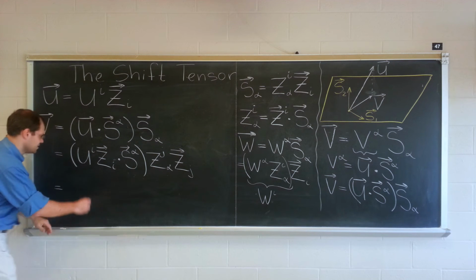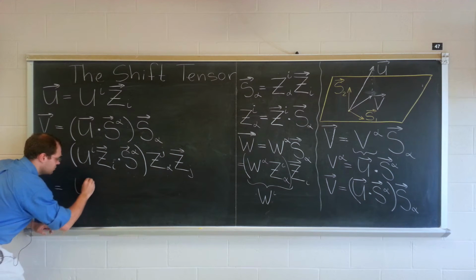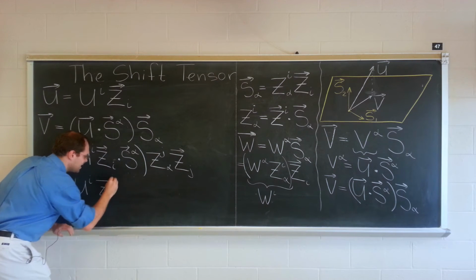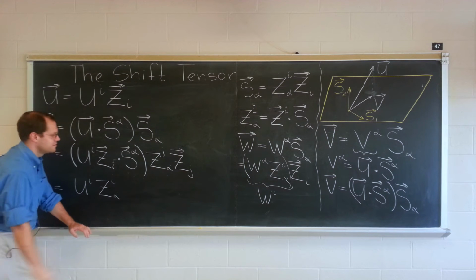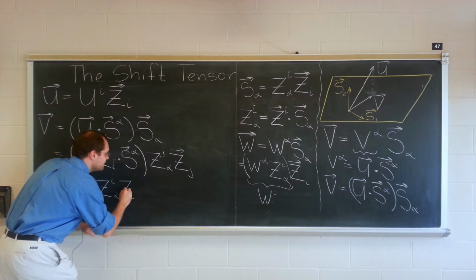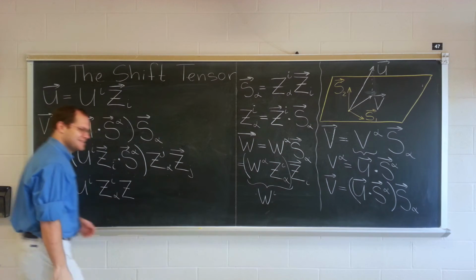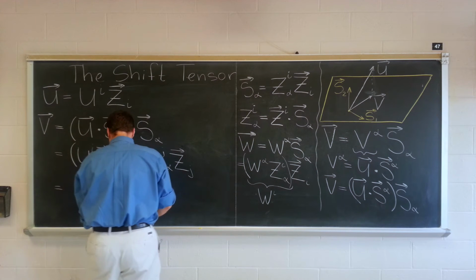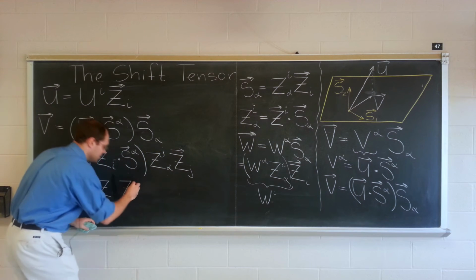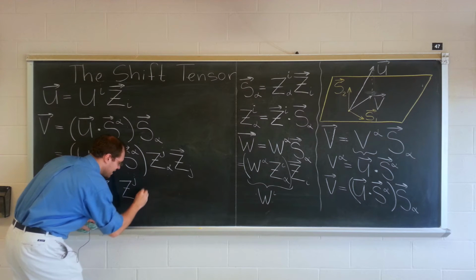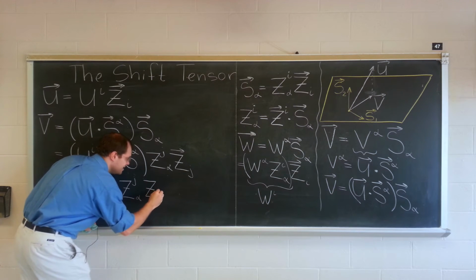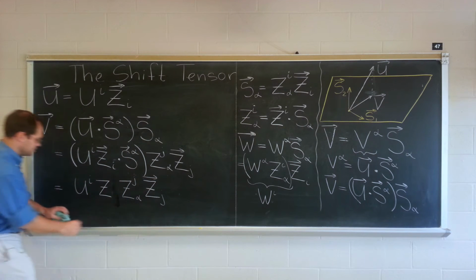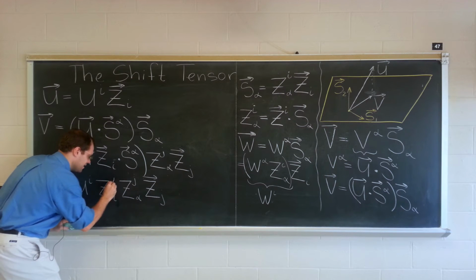So the result will be the same object, but with the Latin index, the ambient index, lowered, and the surface index raised. So what we'll have is u^i Z_i^alpha, forgot exactly what I just said, Z_i on the bottom, alpha on top, and then it will be followed by Z_j alpha Z^j. So that's the expression for the projection.